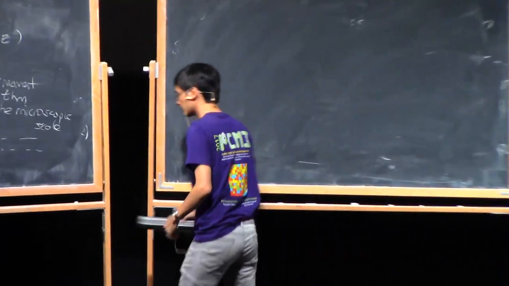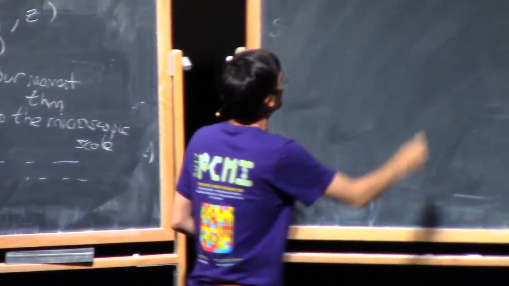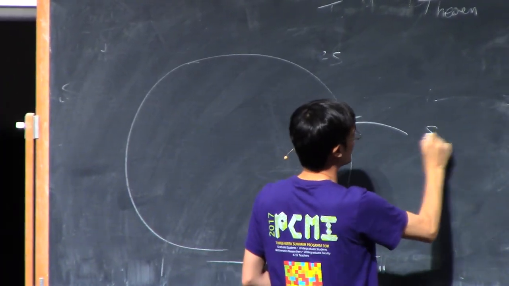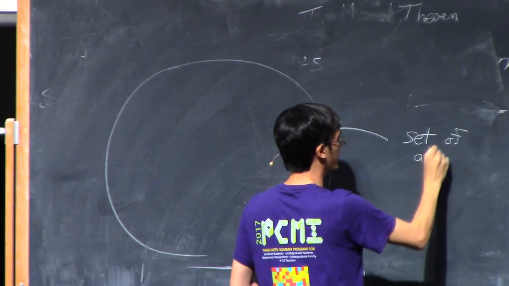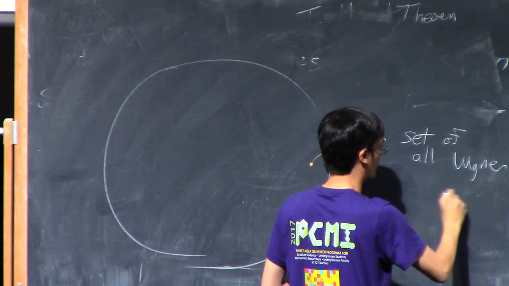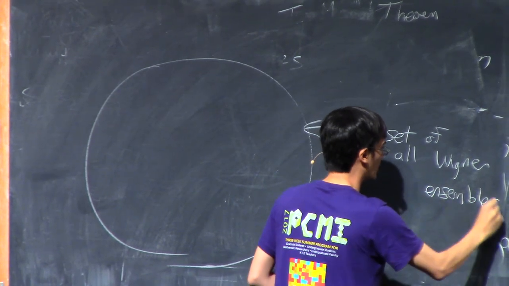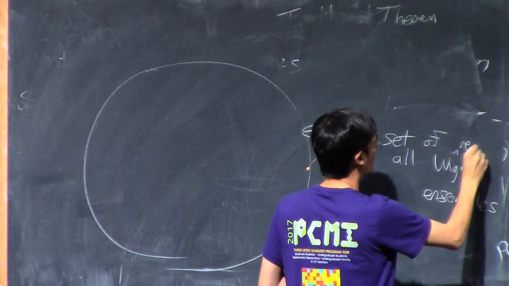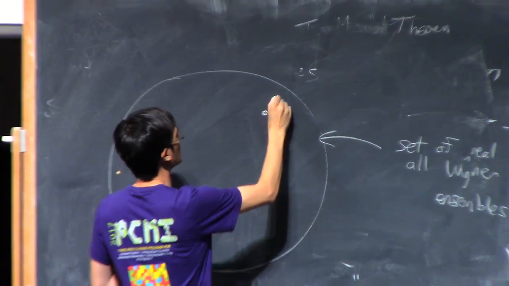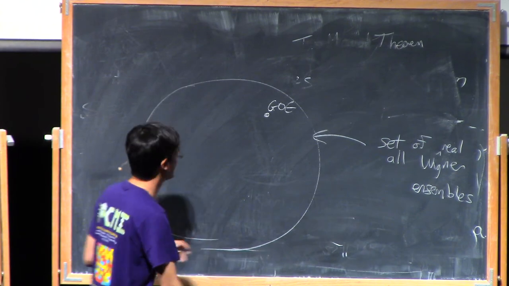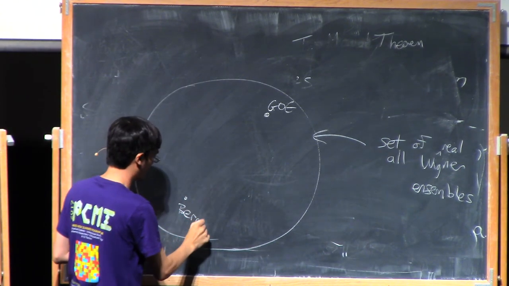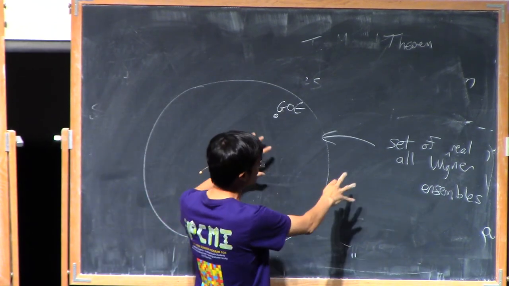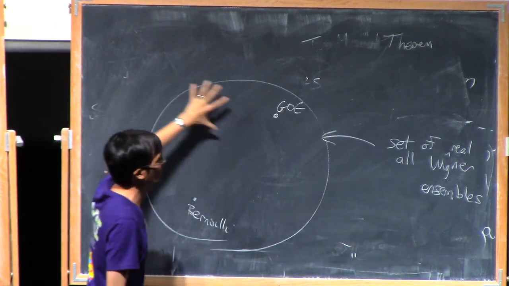So let me sort of draw a picture. This set here is supposed to denote the set of all Wigner ensembles. Let's say real Wigner ensembles, just for the sake of discussion. So for example, GOE would be one point in this ensemble. There's also a Bernoulli ensemble, and many other ensembles like this. Every time you pick some random variables for your entries, you get a Wigner ensemble.